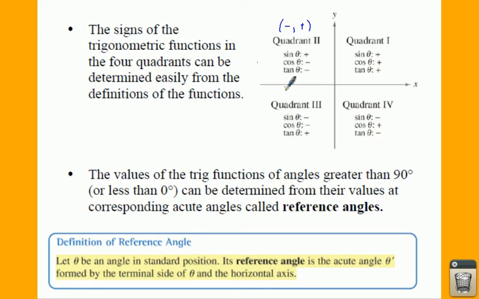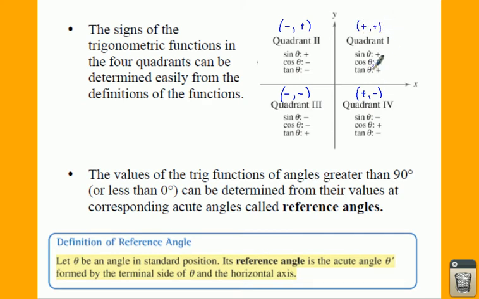And then same thing down here, these are both negative. So your sine and cosine are negative, but if you take a negative divided by negative, that's going to give you tangent positive. And then quadrant 4, x is positive, y is negative, so your sine is negative, your cosine is positive, tangent's going to be negative. So here in quadrant 1, they're all together.